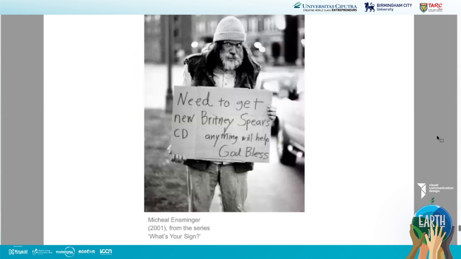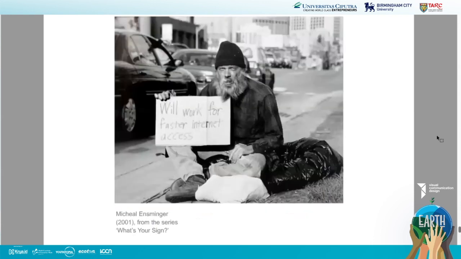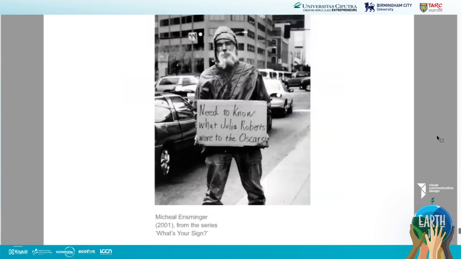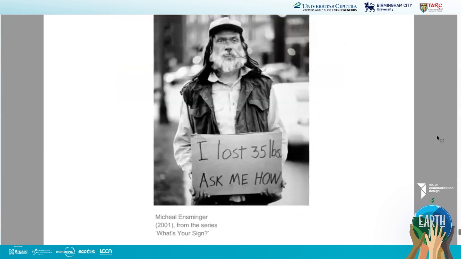Again, it's been used by this artist, Michael Ensminger. These are meant to be amusing, kind of funny and light. What's your sign? So these are a series of down and outs, homeless people: need to get the new Britney Spears CD, anything will do. Interesting. Or work faster for internet access. So the form and design of the tramp, of the homeless person, is being used in one way, and then the words themselves are being used in another. So I need to know what Julia Roberts wore at the Oscars. Actually, maybe I don't. Or, I lost 35 pounds, ask me how. So it becomes an interesting idea where you draw things together.